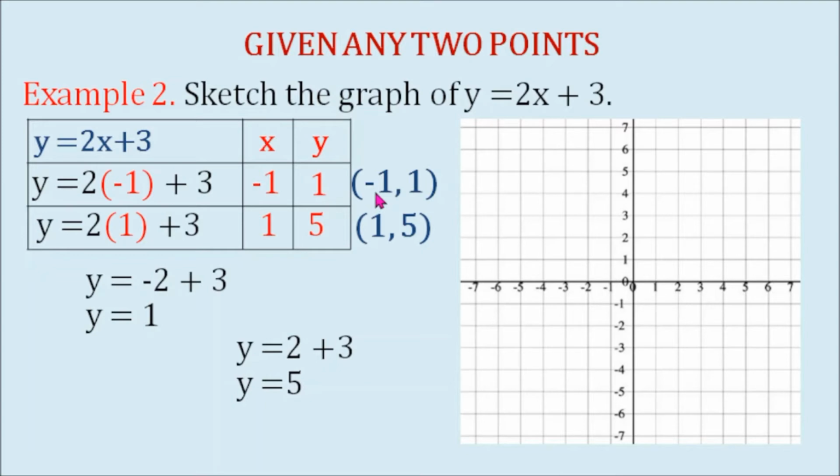Now we are going to plot these 2 points. -1 and 1 is here. 1 and 5 is here. Then connecting the 2 points with a straight line, this is the graph of y equals 2x plus 3.